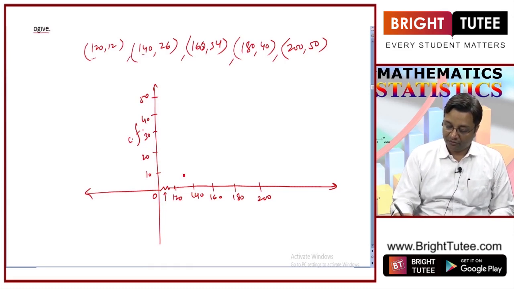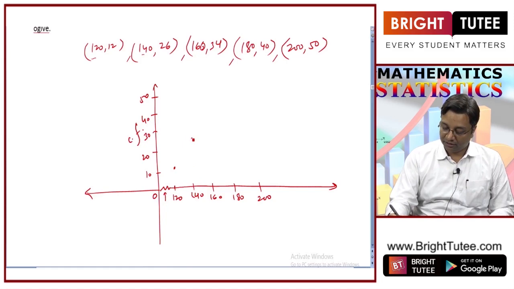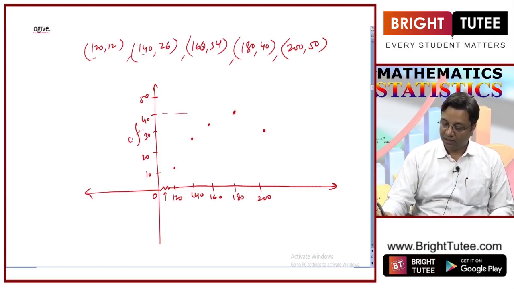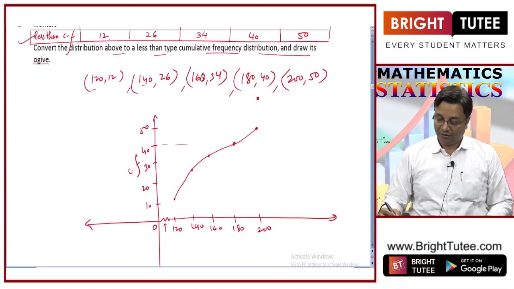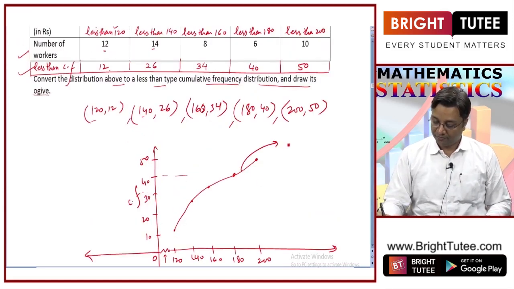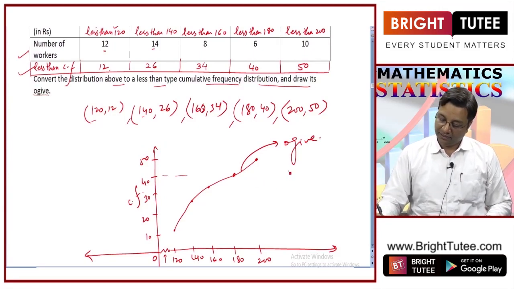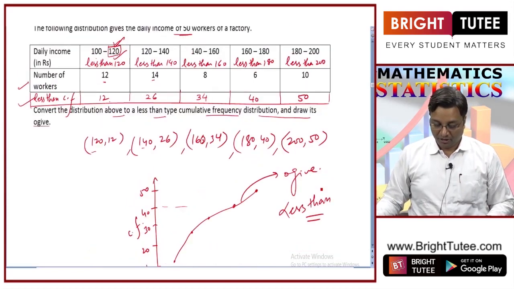So, the first coordinate is 120, 12. So, this is the coordinate. 140, 26 is this one, 160, 34 here, 180, 40 will be here, 200, 50 will be here, right. So, these are the coordinates. Now, if I draw a smooth graph, right, this will be my ogive, and this is a less than type of ogive, right. So, this is how we will do this question.